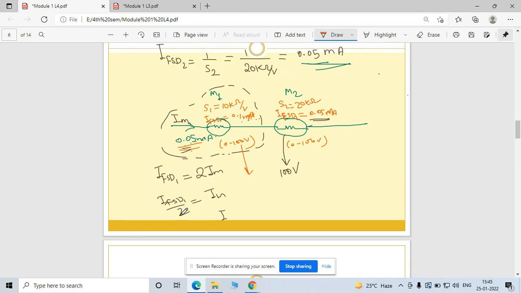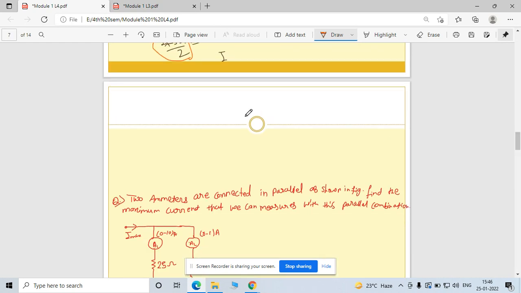So you only measure with this half of IFSD. You only measure with this IFSD, which is 50 volt. 100 divided by 2, right? Simple, 100 divided by 2. You are only able to measure 50 volt. Now both are connected in series. So 50 plus 100 is equal to 150. You are able to measure with this combination only up to 150 volt. Simple. Use the KVL case.